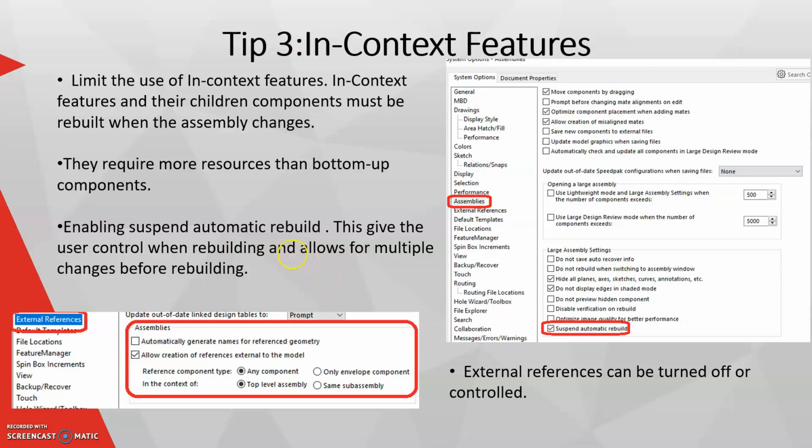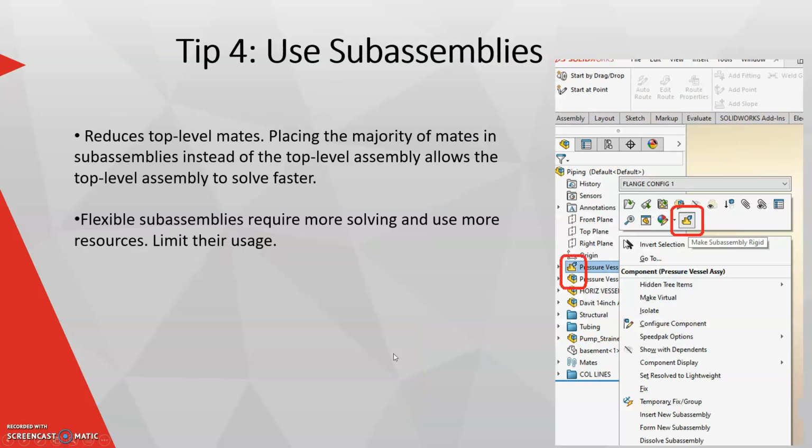Okay, and then next we're going to look at external references. This is good for the CAD admins. If you guys don't allow any external references as your design methodology in the company, you can actually turn it off. So you can say allow creation. You can actually turn that off, or what you can do is control it to specific levels.